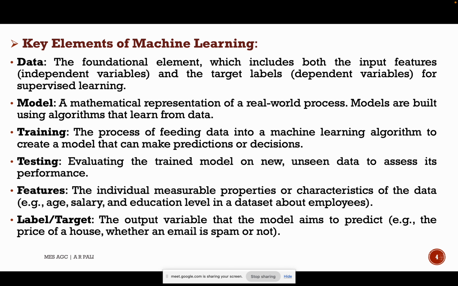Then training and testing. Suppose we are having a data set of 100 students, then we will use the data set of 70 students to train the model, and we will test the model if the model is correct or not on the data which we have for the remaining 30 students, and then see what is the accuracy of the model.